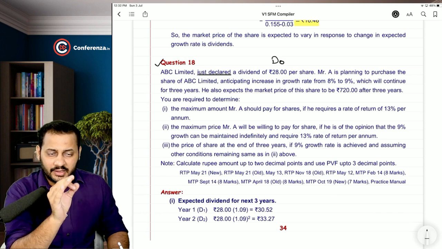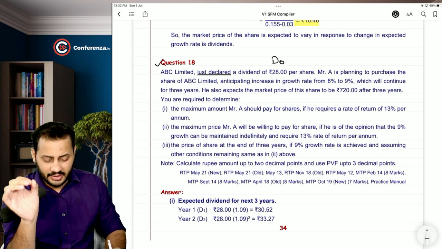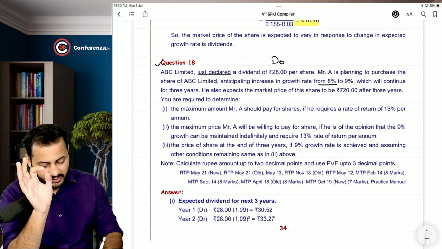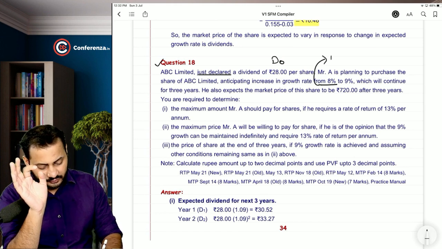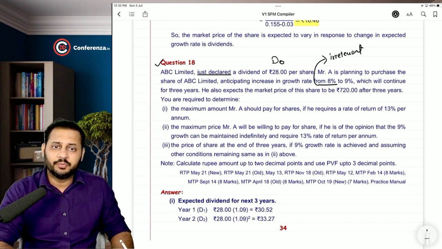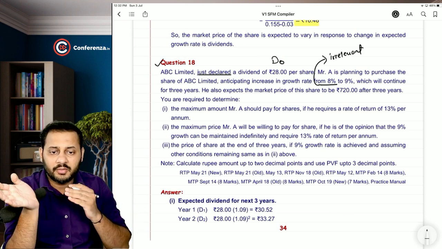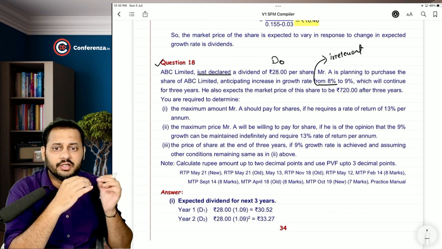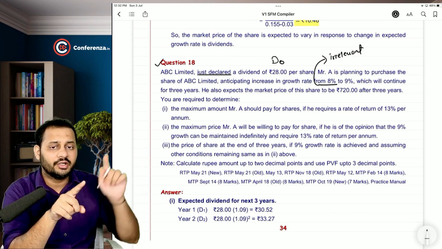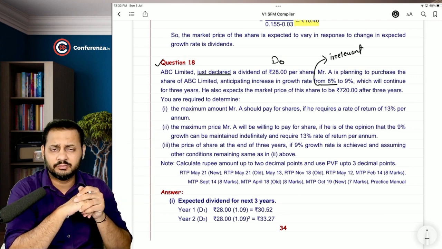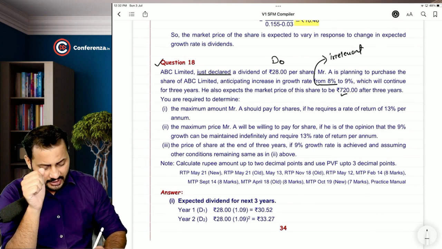Mr. A is planning to purchase the share of ABC Limited, anticipating the growth rate from 8% to 9%. So underline this 8% and write down irrelevant, because he is anticipating the growth rate will be 9%. 8% was the matter of the past and it is not relevant now. This growth rate is going to continue for 3 years. He also expects the market price to be 720 after 3 years.